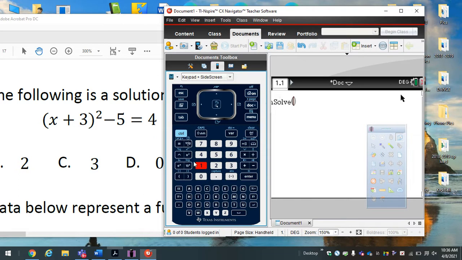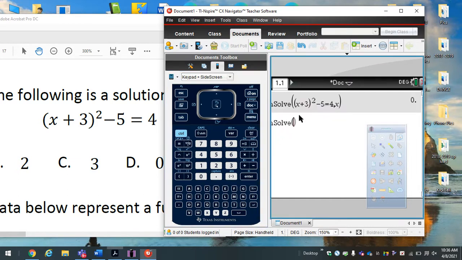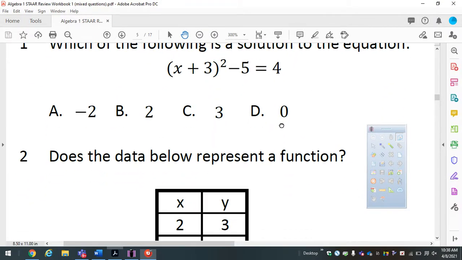See how it says the end top? Okay, so I'm going to come out here and put parentheses, x plus 3 squared minus 5 equals 4, comma x. Answer is 0. Okay, so again, I'll show you how to do this. You have to be in the calculator, and you go to menu 3, 1, and type in the equation. Okay, let's see the next one. So the answer for that one is 0.